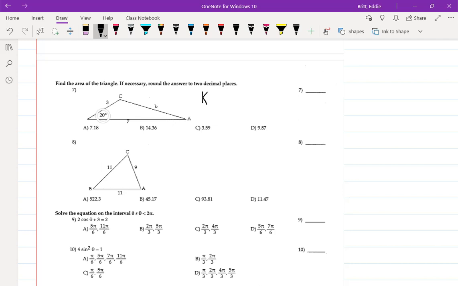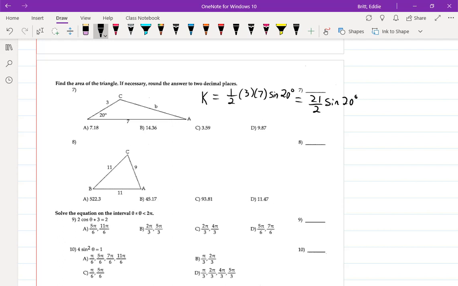All right, if you have that, then it's going to be equal to 1/2 times the product of the 2 sides, so times 3 times 7 times the sine of the angle measure that they make up. So times the sine of 20 degrees. All right, so that's going to be 21 over 2 times the sine of 20 degrees. So if you punch that in the calculator, you can just punch that in all in a row.